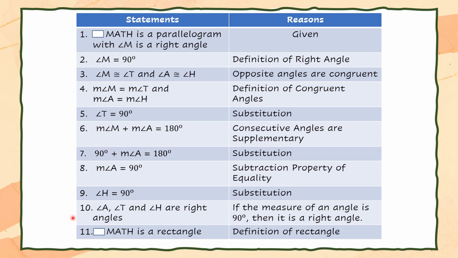Next statement, angle A, angle T, and angle H are right angles. So kanina nakuha natin yung measures ni angle A, angle T, and angle H. They all have the measures 90 degrees. And if the measure of an angle is 90 degrees, therefore, they are right angles. So therefore, angle A, angle T, and angle H are all right angles. And statement 11, MATH is a rectangle by the definition of rectangle.